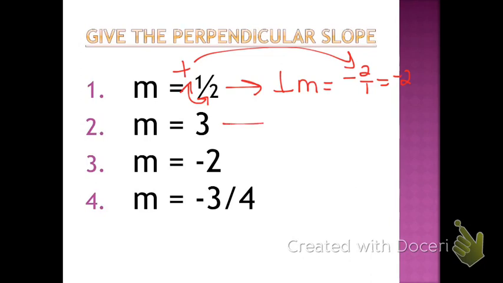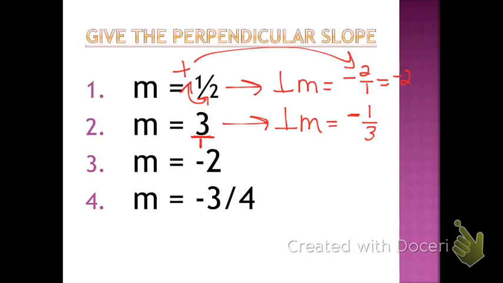If I had a slope of 3, then the perpendicular slope would be -1/3. Again, it goes from positive to negative, and then it's a little hard to see where you would flip this fraction because 3 doesn't look like a fraction. But remember, you could write 3 as 3 over 1, and then it's a little bit easier to see how when you flip it, it would become 1 over 3.